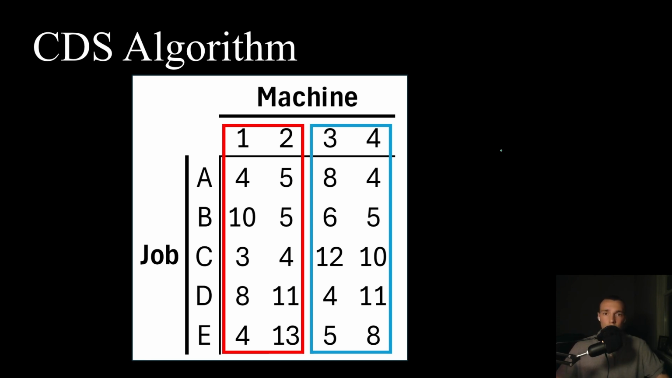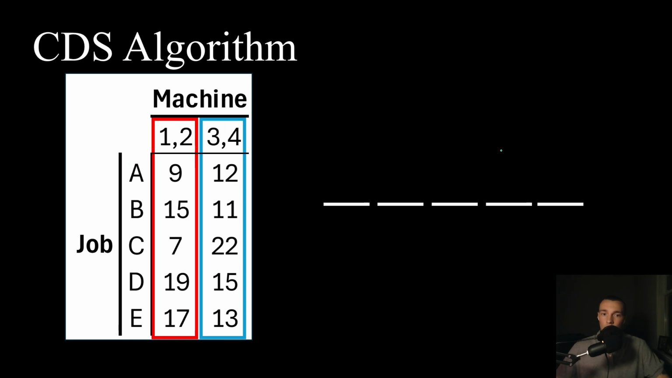So for our first iteration of 3 of the CDS algorithm, I'm going to simply sum up the machine 1 and machine 2 values, and also the machine 3 and machine 4 values. And this is what it looks like after we sum those columns. As you can see, we effectively turned our 4-machine problem into a 2-machine problem, where Johnson's rule can come in and easily solve for us.